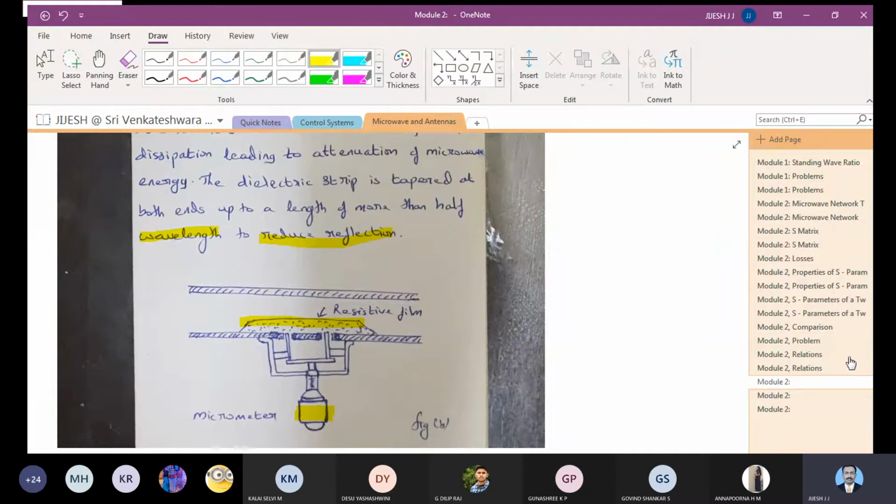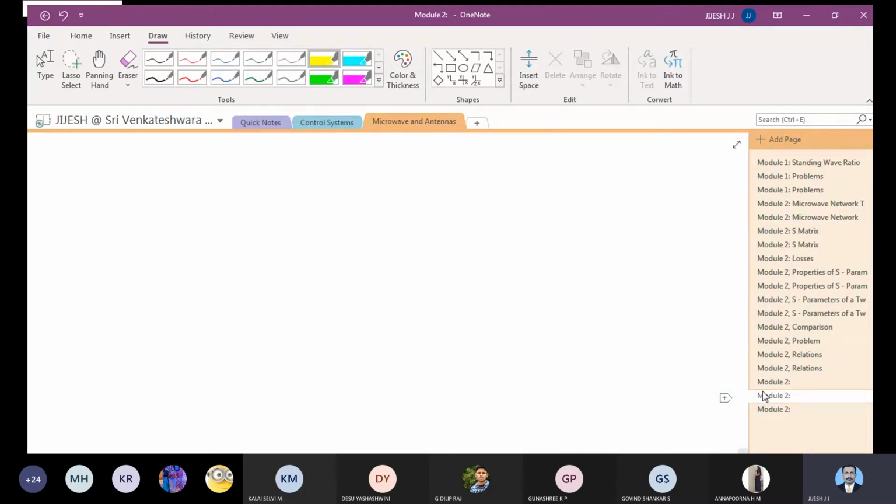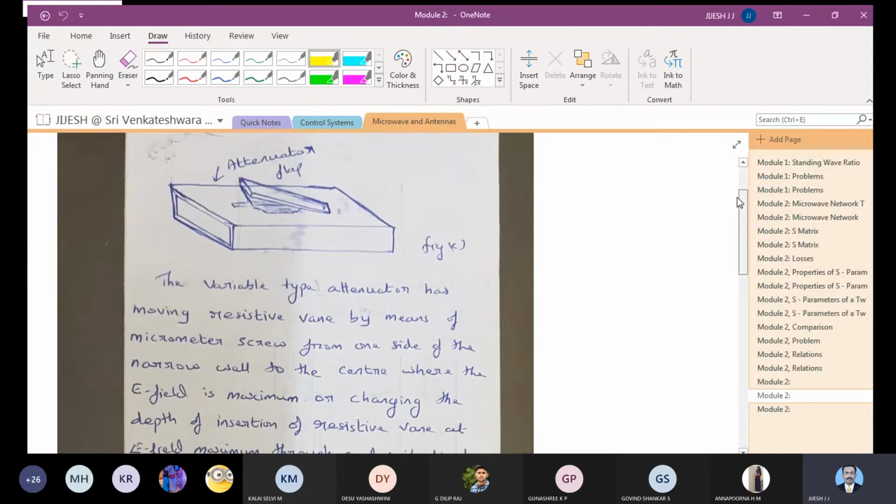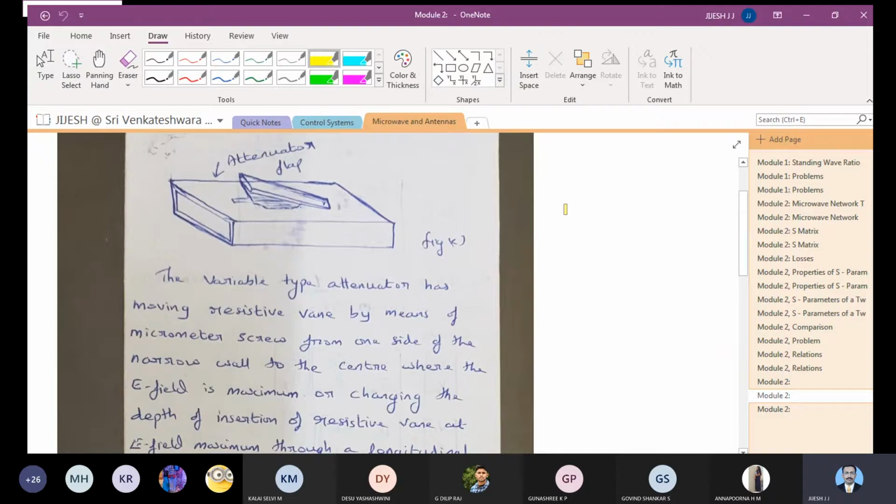Then, further moving on, we have one more variable attenuator, so we will discuss that. All of you can draw this diagram as well. This is another type of variable attenuator, so all of you draw this diagram for the variable attenuator. The previous diagram you have already done in the previous class, so we will start from this. It's a continuation of the same.